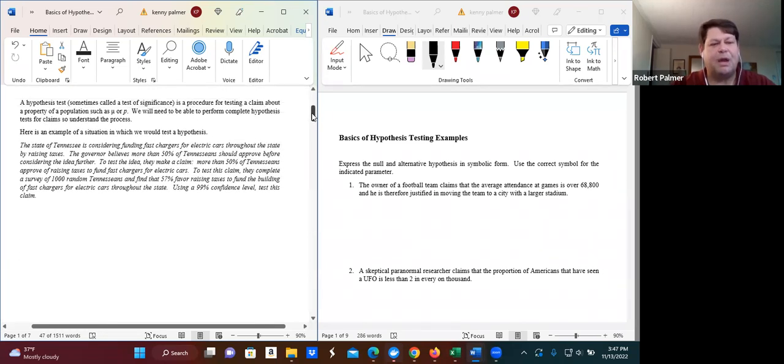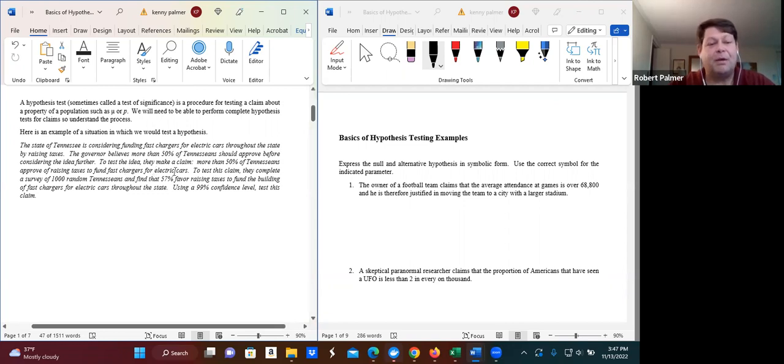We're not actually going to work it, just explain a type of problem where we actually use these ideas. So let me read this. It says, the state of Tennessee is considering funding fast chargers for electric cars throughout the state by raising taxes. And actually, I made this example up. I'm not claiming this is true. The governor believes that more than 50% of Tennesseans should approve before considering the idea further.